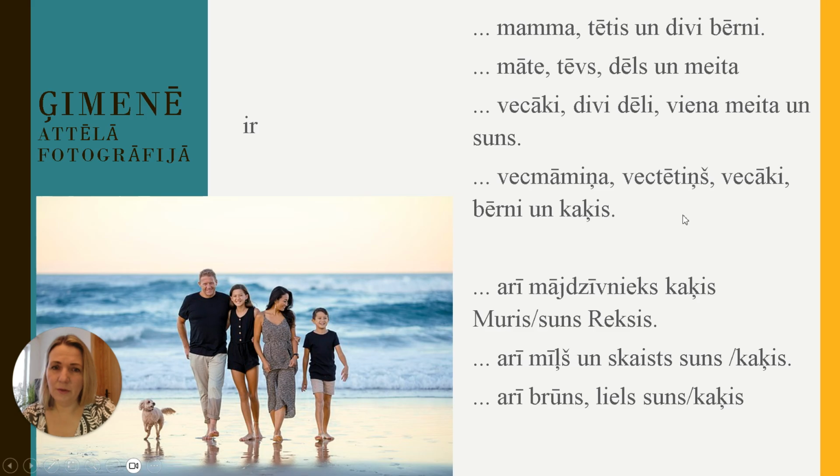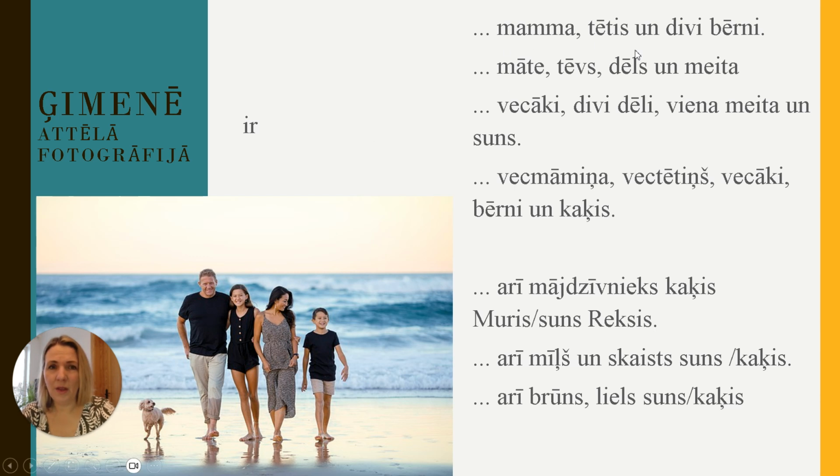The first idea is how to describe the family. It's a family or it's a person. It also could be one person you describe in the exam. So, ģimene, in the family, attēlā, in the picture, or fotografija, also in the photograph. So we start with the locative form. In the picture there is, or there are. And we can name everyone in the picture.